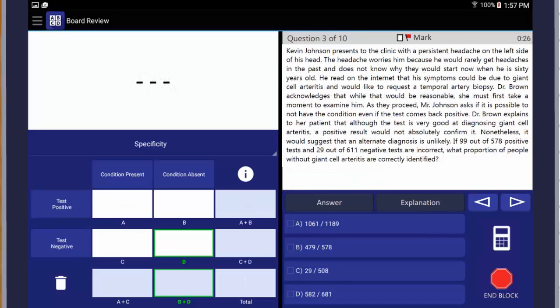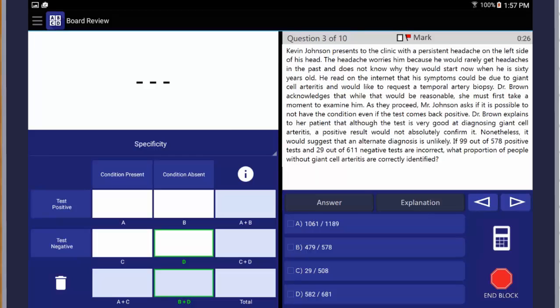Kevin Johnson presents to the clinic with a persistent headache on the left side of his head. The headache worries him because he would rarely get headaches in the past and does not know why they would start now when he is 60 years old. He read on the internet that his symptoms could be due to giant cell arteritis and would like to request a temporal artery biopsy. Dr. Brown acknowledges that while that would be reasonable, she must first take a moment to examine him.